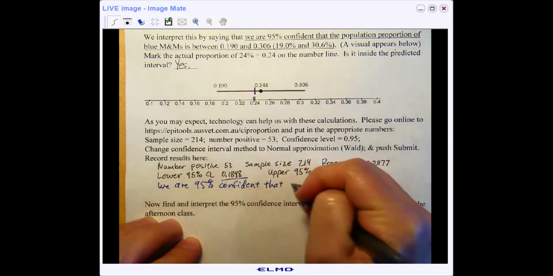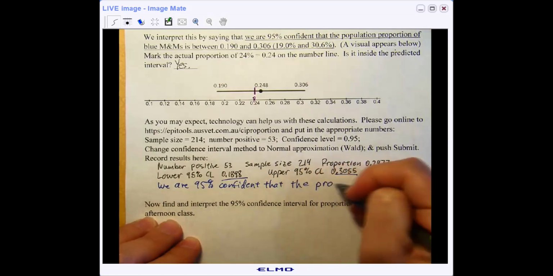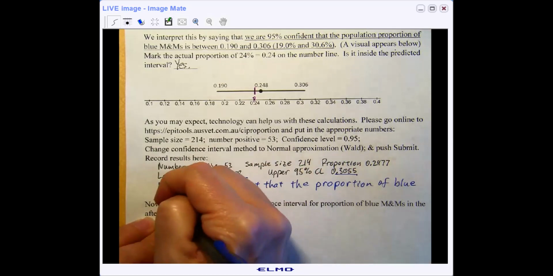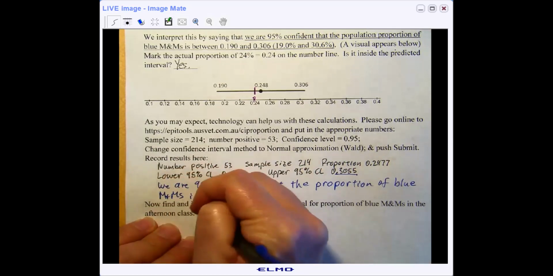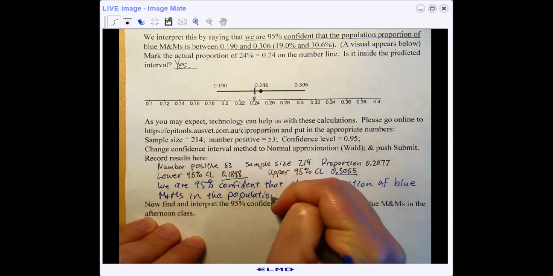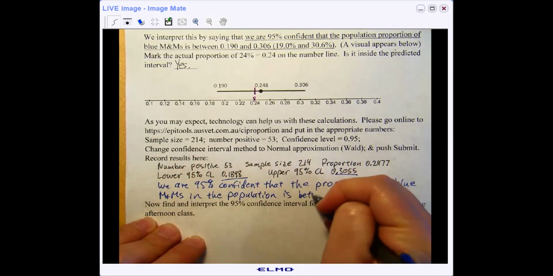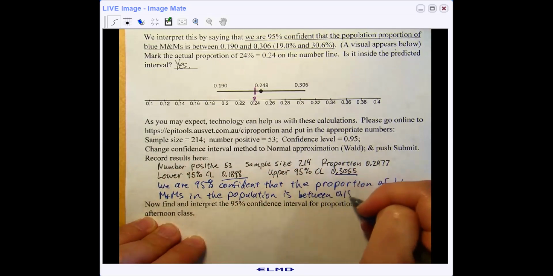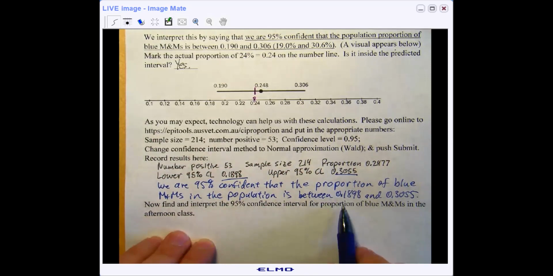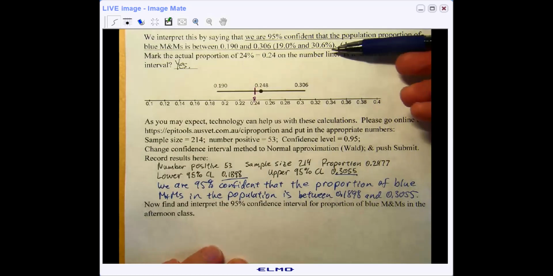that the proportion of blue M&Ms in the population is between 0.1898 and 0.3055, or between 18.98% and 30.55%, which rounds to the exact same thing as we did earlier.